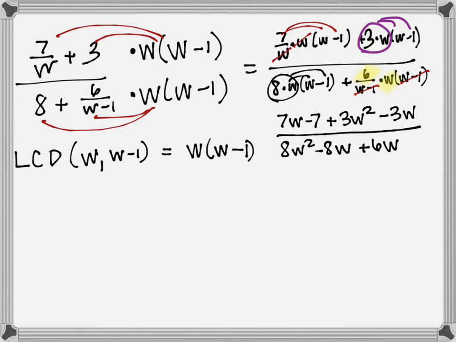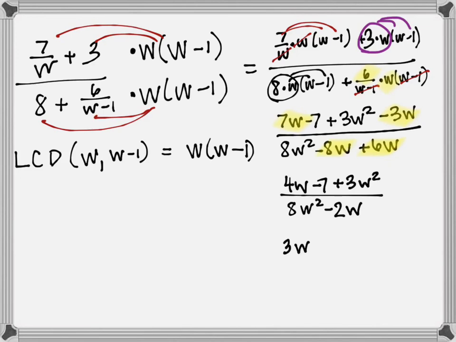There's not a lot that can combine, but there are a couple things that can. I have a 7W and a negative 3W here. So 7W and negative 3W would be 4W minus 7 plus 3W squared. In the denominator, I have an 8W squared. But then I also have a negative 8W and a positive 6W, so I have a negative 2W. It might help, just for the sake of argument, to rewrite the top so that the order of exponents goes downhill, right? It's descending. So negative 3W squared plus 4W minus 7 over 8W squared minus 2W.